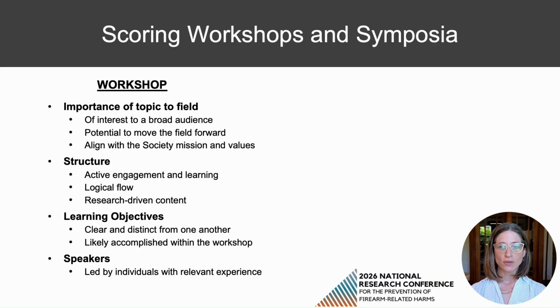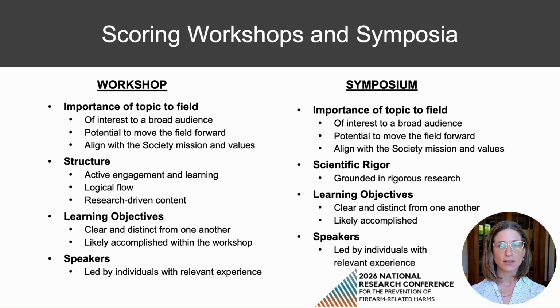And then the scoring criteria are very similar for symposia, where the focus again is on the importance and relevance of the topic, but instead of teaching approach, reviewers will assess the scientific rigor of the underlying research that's being presented. And then similarly, reviewers will consider the learning objectives and the direct or relevant experience of the speakers.